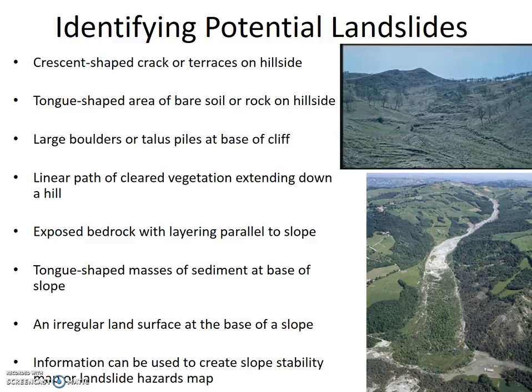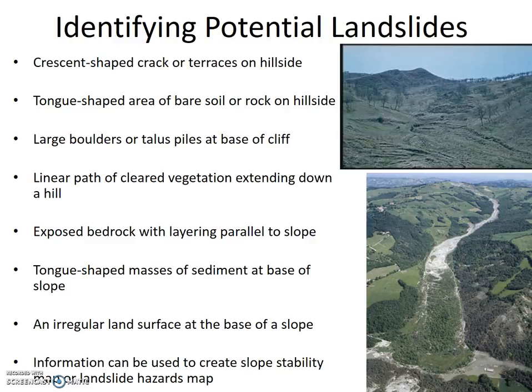Exposed bedrock with layering parallel to slope. Daylight beds. Tongue-shaped masses of sediment at base of slope. An irregular land surface at the base of a slope. You might say it looks hummocky. And this information can be used to create slope stability maps or landslide hazard maps.